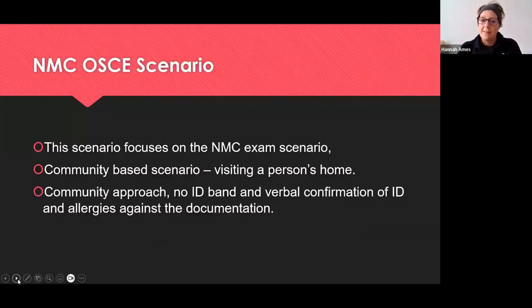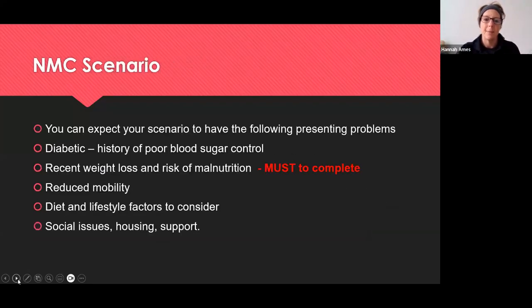So in your NMC OSCE scenario, like I said, it's community-based, you're visiting a patient in their home. We need to think about that community approach. So there's obviously no ID band, so we need to do our verbal confirmation of ID, name, date of birth and address, and our verbal confirmation of allergies. And again, checking this against your documentation. There'd be no wristbands.